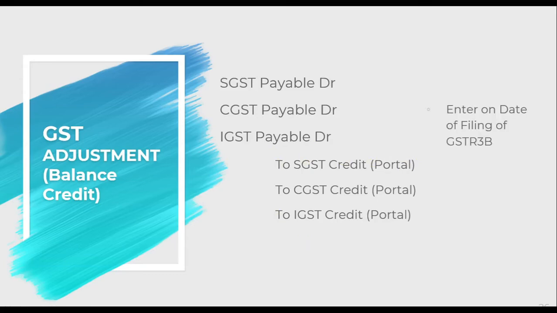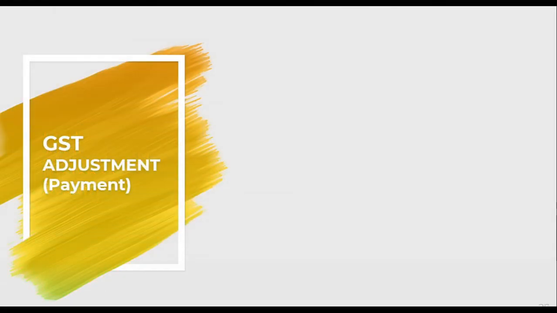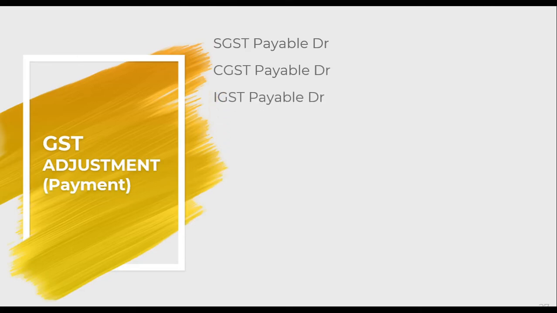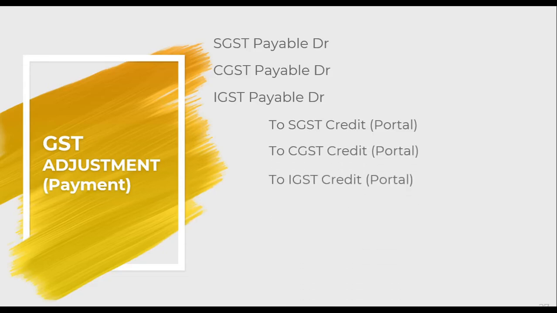You can pass this entry when your actual GSTR-3B is filed. Now consider the GST adjustment where you need to pay the GST. I can say that my credit is on the lesser side and I need to pay the amount. How can I adjust this entry? This will be the same: SGST, CGST, IGST payable to SGST credit portal, to CGST credit portal, to IGST credit portal. All this will be the same.